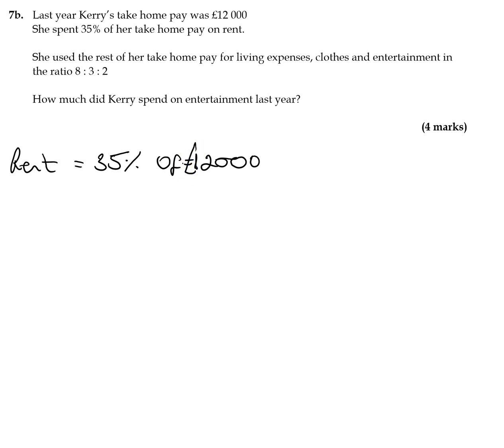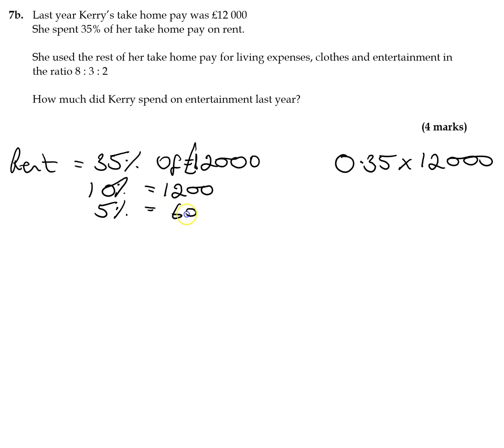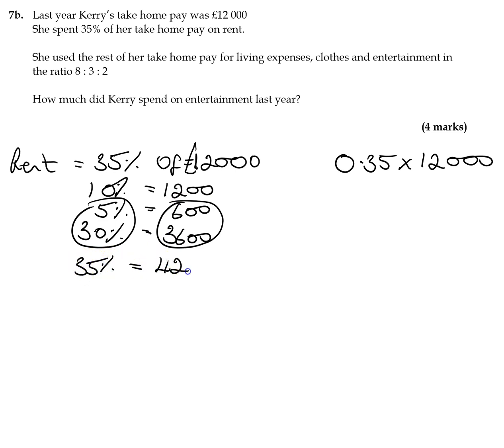Now, if it's a calculator question, we can just do 35%, which is 0.35, and times it by 12,000. That's the quickest way. But let's assume we haven't got a calculator for this question. So we can work out 10%, which is 1,200. So therefore 5% would be half of that, so it'd be 600. And 30% would be 3 lots of 10, so it's 3,600. So 35% would end up being these two put together, which is £4,200. So that's how much she pays on rent.